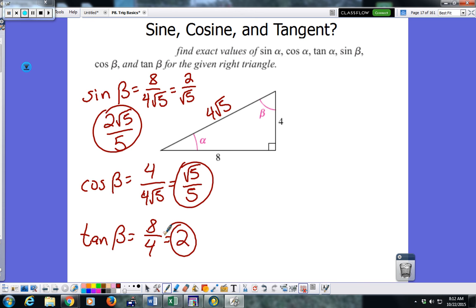So there are relationships there. Sine of alpha and cosine of beta are going to be the same. Cosine of alpha and sine of beta are going to be the same. The tangent of alpha and the tangent of beta, since you're going from opposite over adjacent to adjacent over opposite, will simply be reciprocals of each other.